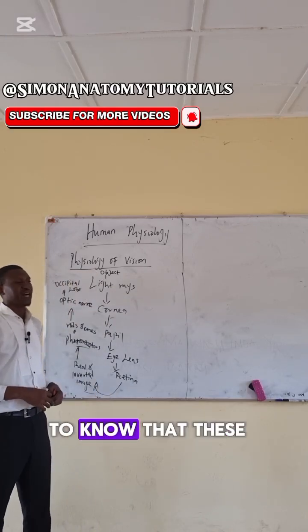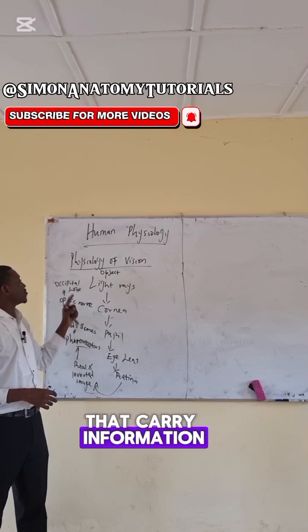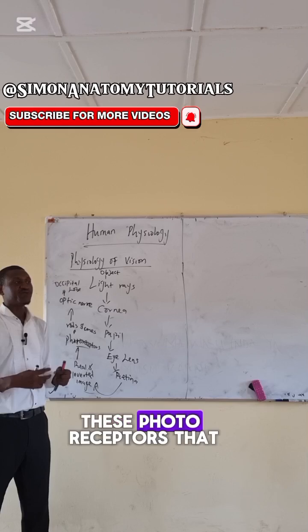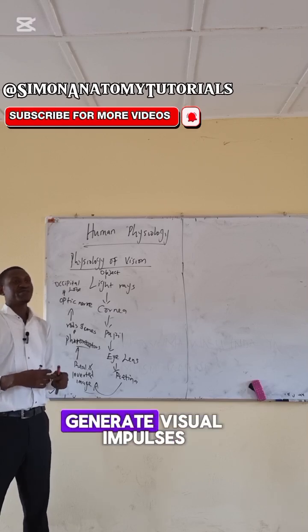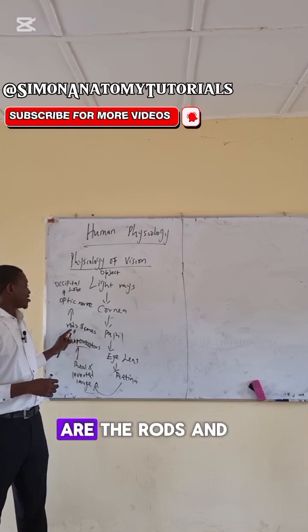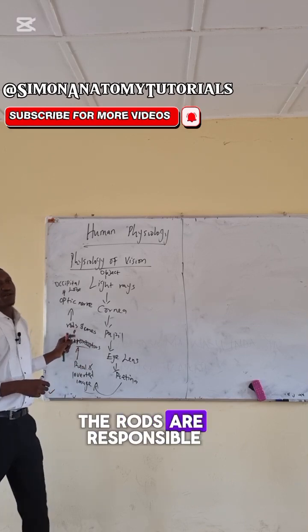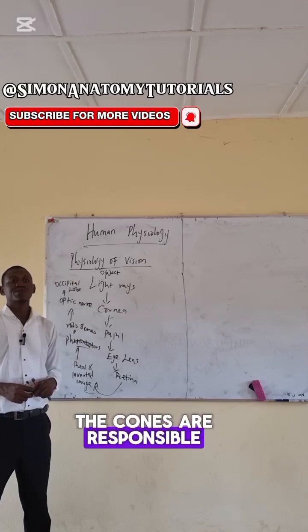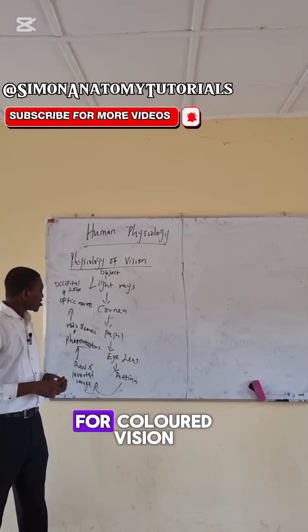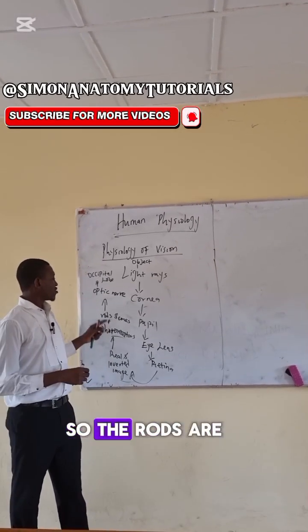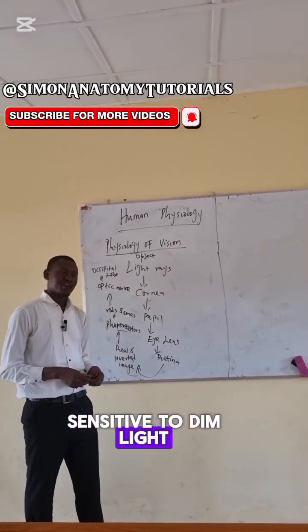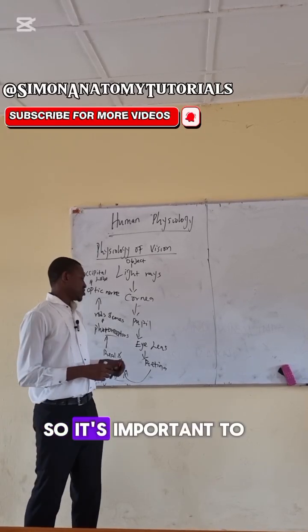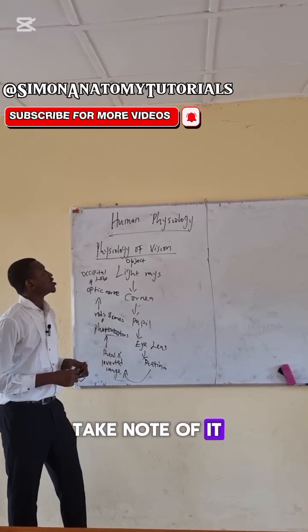It's important to know that the photoreceptors that generate visual impulses and carry information to the brain are the rods and the cones. The rods are responsible for what? For night vision, while the cones are responsible for colored vision. So the rods are sensitive to dim light, while the cones are sensitive to bright light. So it's important to take note of it.